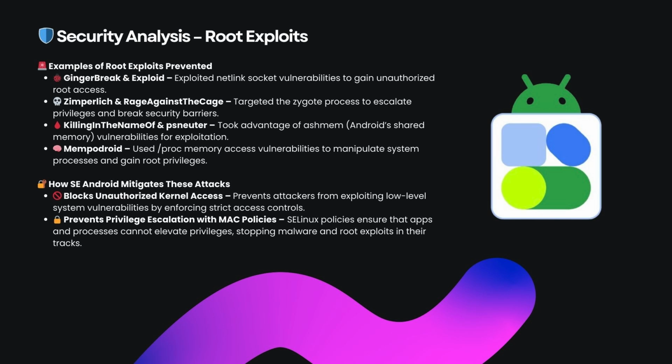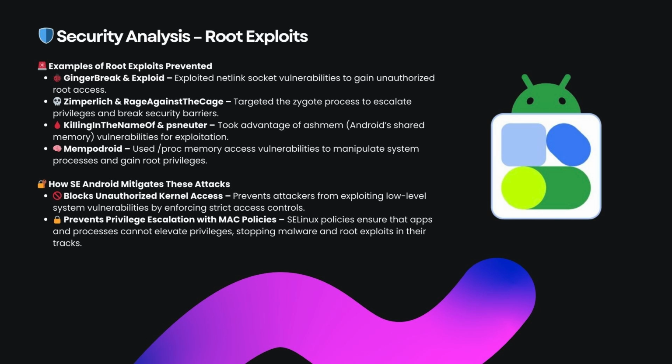First one is the Gingerbreak exploit. This exploit targets a Netlink socket vulnerability, allowing the attacker to gain unauthorized root access. Second one is the Zimperlich and RageAgainstTheCage. Third one is Killing in the Name of, and PS Neuter. Fourth one is Mempodroid. How does SE Android mitigate these attacks?